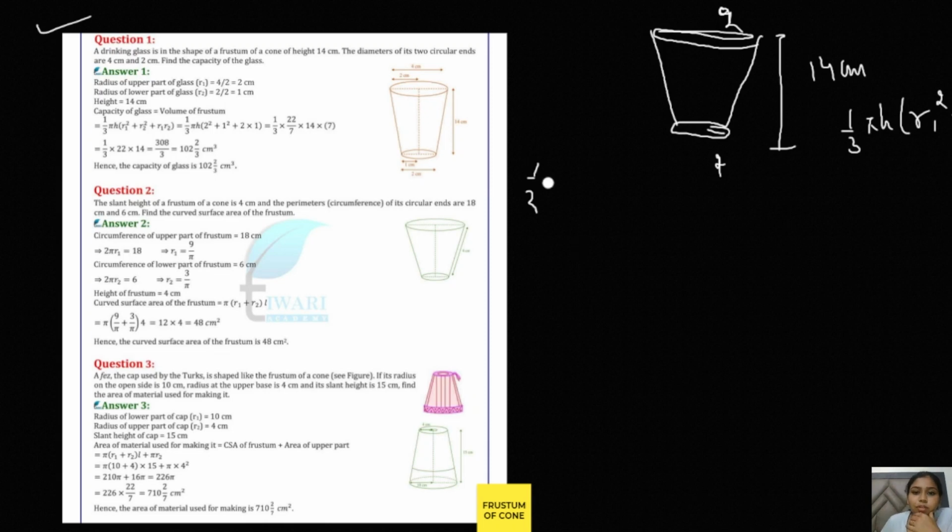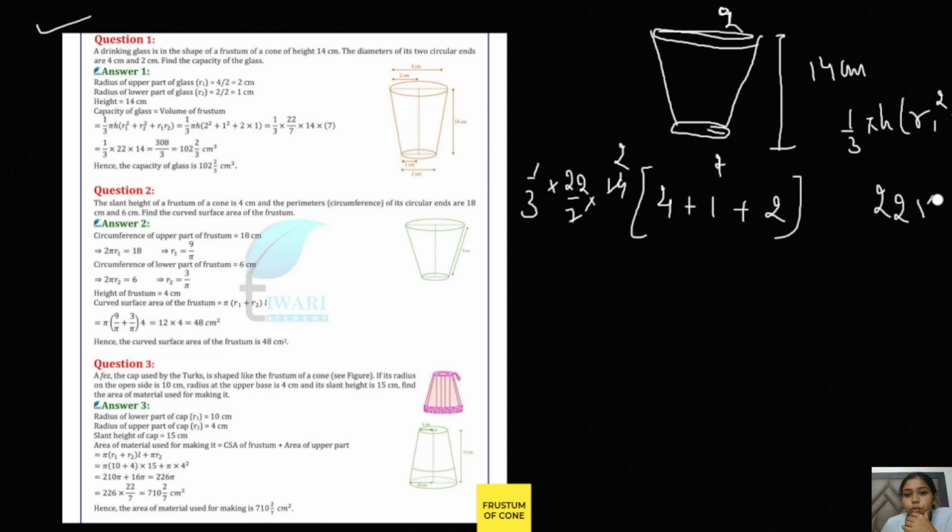So you will be getting 1 by 3 pi. You have to put the value of pi. h is your 14, and after that r1 square is 2 square, like 4, plus 1, plus 2 into 1 which is 2. So you will be getting 4 plus 2, 6, plus 1, 7. So it will be like 22 into 14 divided by 3. The answer will be approximately 308 by 3. You can convert it into decimals, centimeter cubes, right?